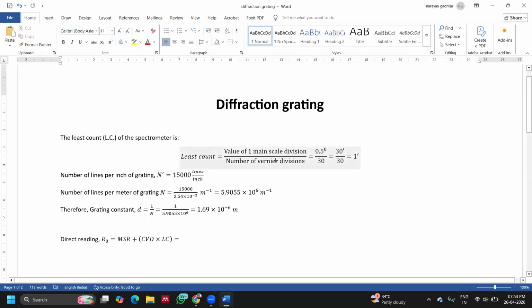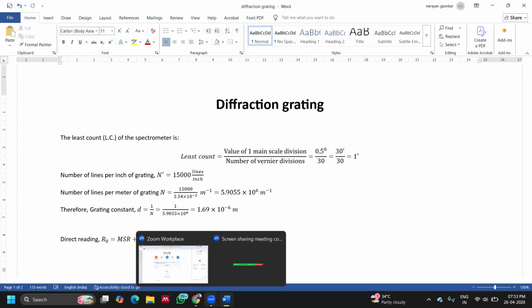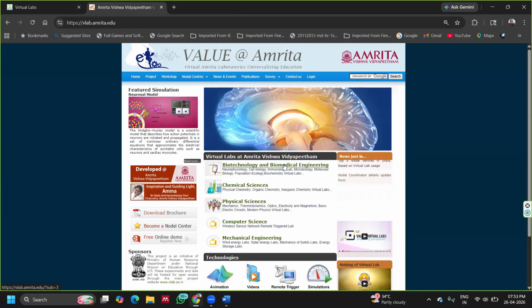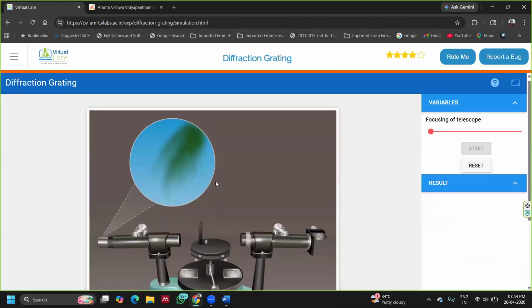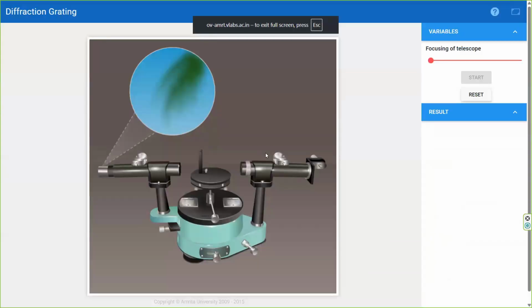So I will use the virtual lab, which is the open source project of Amrita Vishwa Vidyapeetham under the initiative of Ministry of Human Resource and Development for the education through ICT. This is the virtual lab provided by Amrita Vishwa Vidyapeetham.